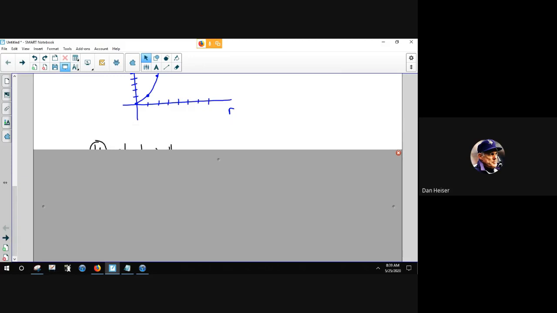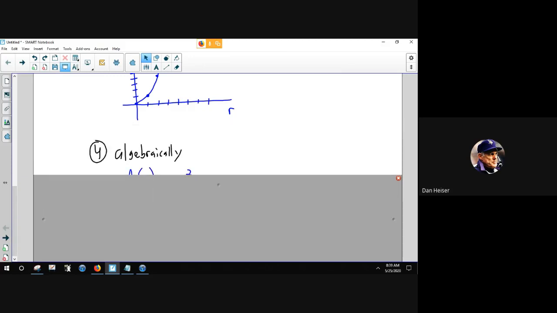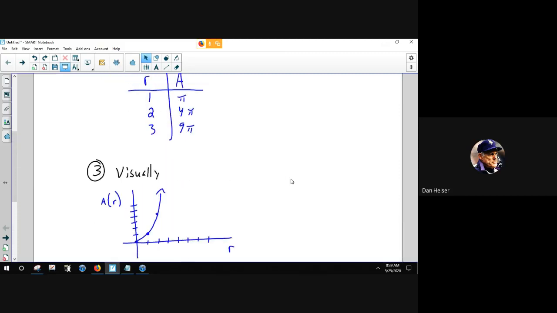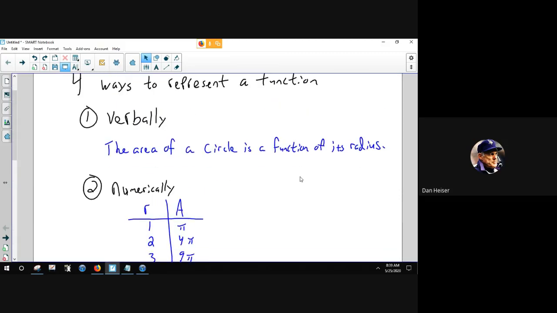Finally, we can express a function algebraically by using an explicit formula. So here I have area is a function of radius, which I called A of r, and that's equal to pi r squared. We all know what the area of a circle is. It's the radius squared times pi. 4 different ways to represent the same function.